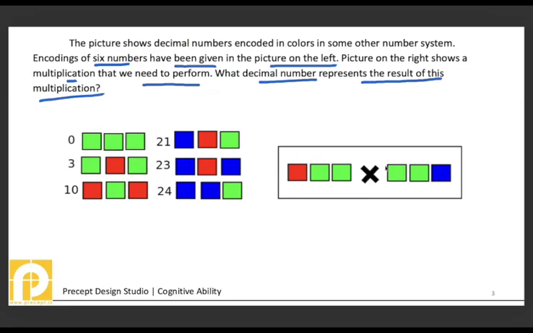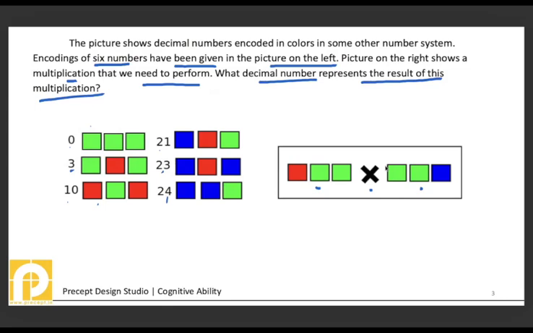We are given a coded system where this color combination equals 0, this color combination equals 3, this color combination equals 10, 21, 23, and 24, and so on. We are given a 6 number coded system. Based on this system, we have to identify the number associated with this figure, and when I multiply them, what number will be the result.